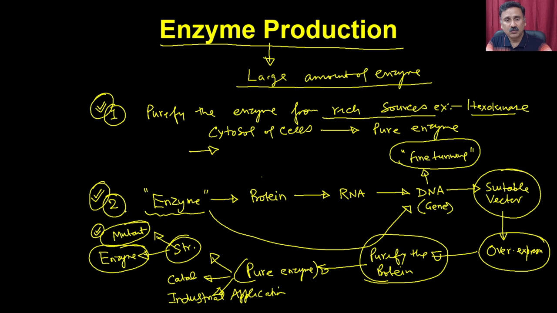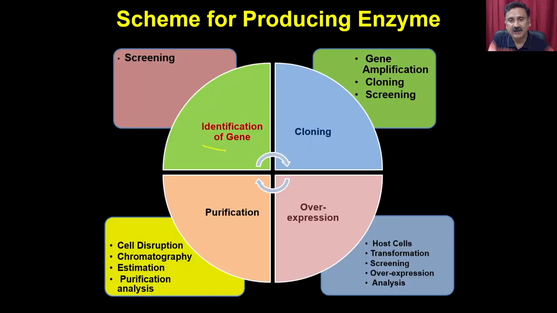So in approach number two, the first step is that you are going to identify the gene, and that you are going to do by screening the different types of clones that we are anyway going to discuss in detail. So you require a screen, right? Because you have to screen a pool of genes so that you can identify the gene which is responsible for the production of the enzyme X, for example.